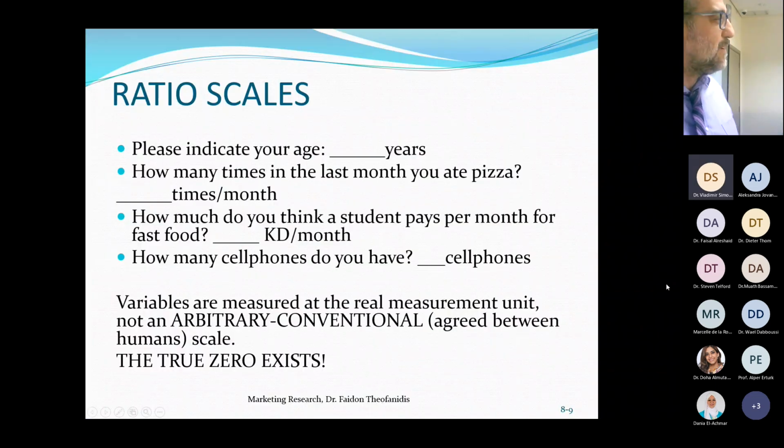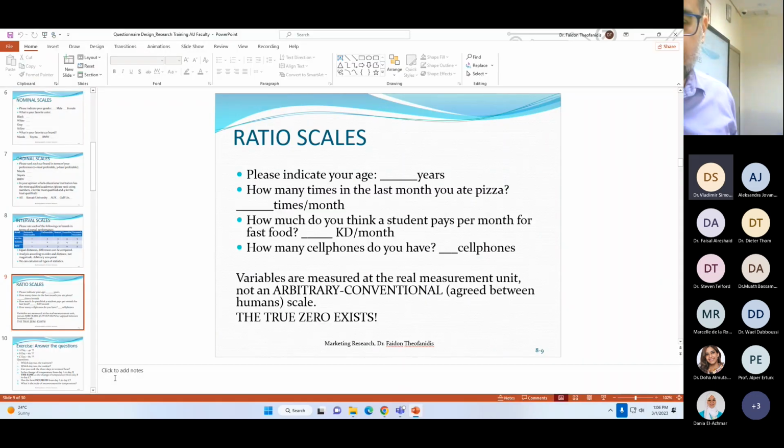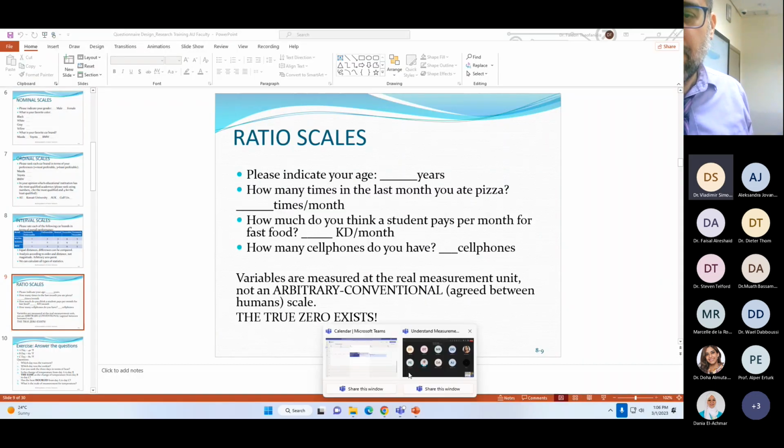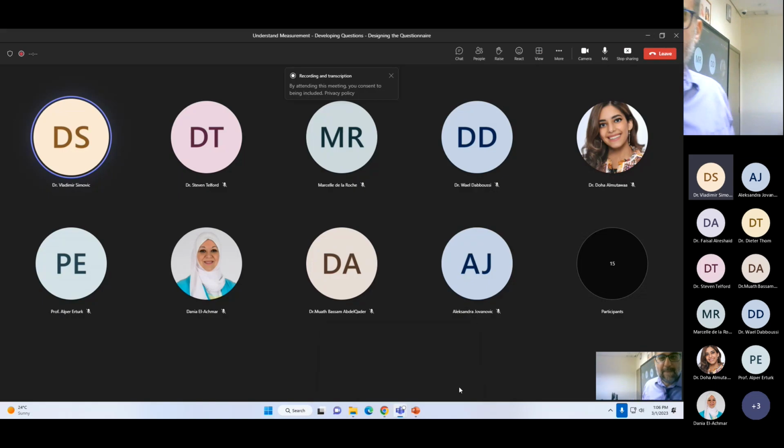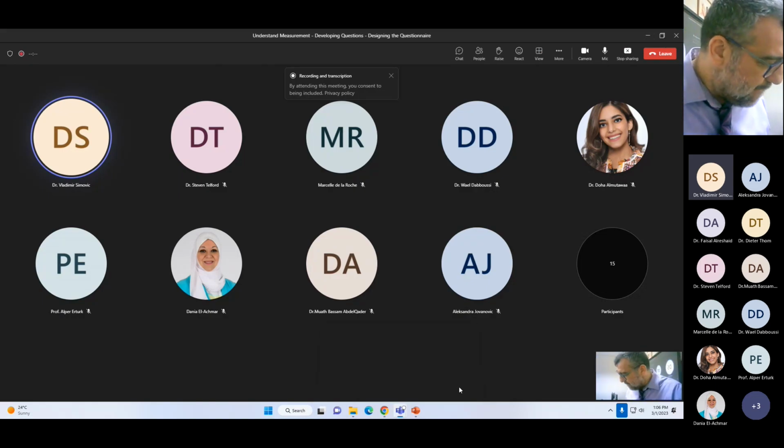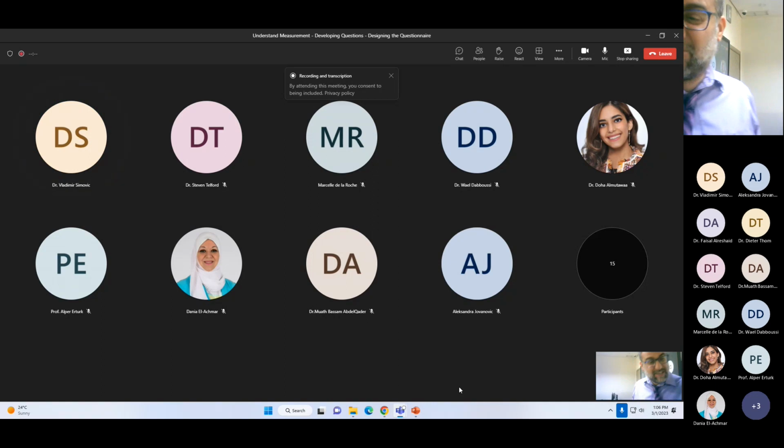If I may, Dr. Faydon, please. Maybe for the younger colleagues, I don't know whether you plan to explain it later, but maybe for the Likert scale, for example, can you explain which type of scale it represents? Yes, we will. It's going to be covered.